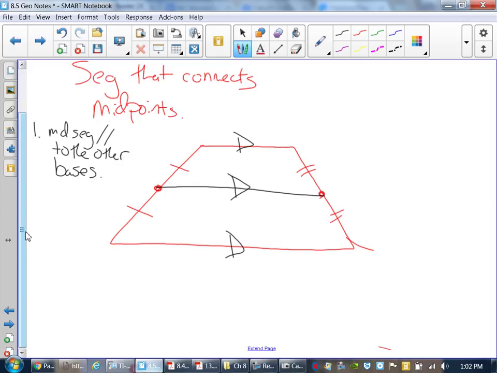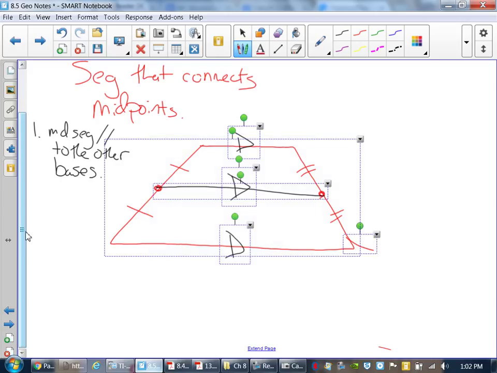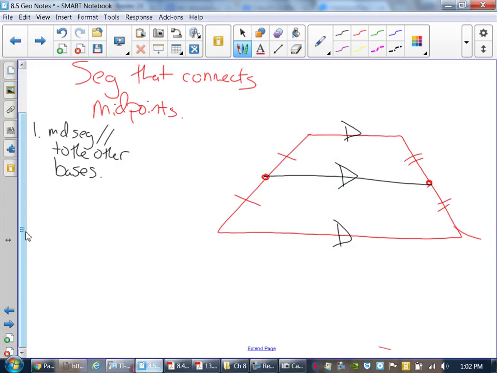And this next one might actually look familiar from what we did when we had more than two parallel lines cut by transversals. The mid segment equals half the sum of the bases.